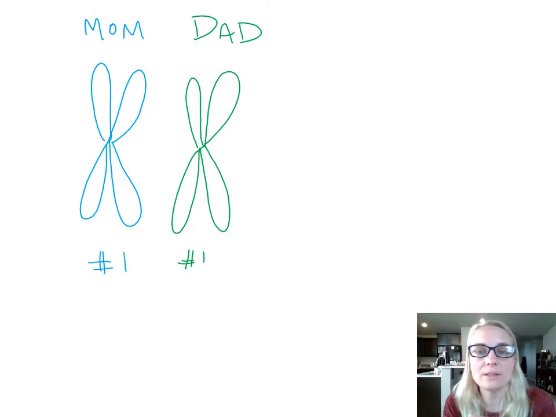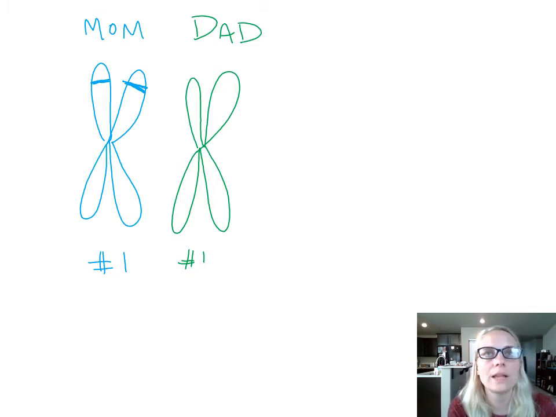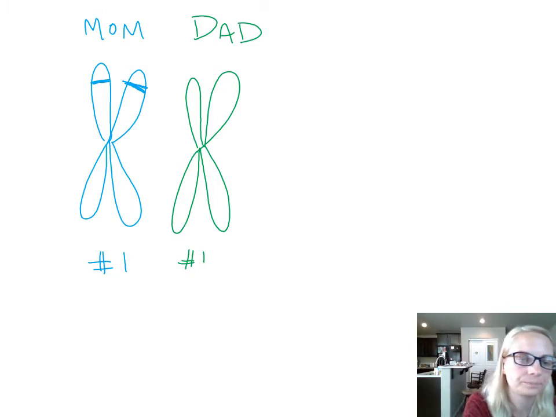They have the same genes. They might be different forms of the genes, which we'll identify in a little bit. So let's say mom's got a gene up here on her sister chromatids, because they're exactly the same. It's going to be the same gene for, let's say, taco tongue. This is the gene for taco tongue.